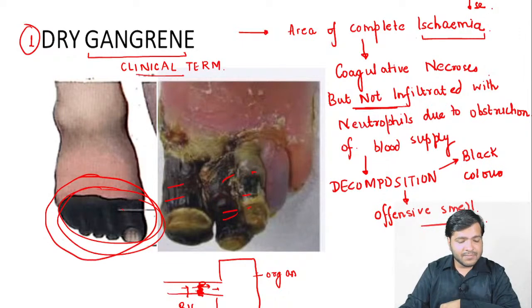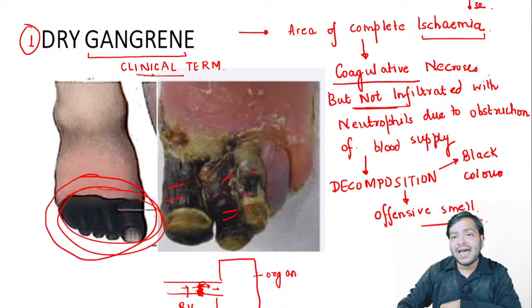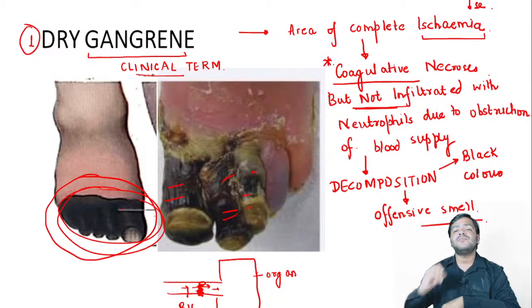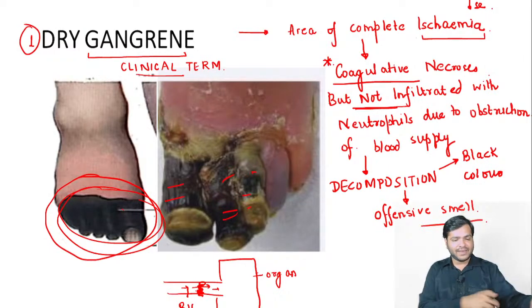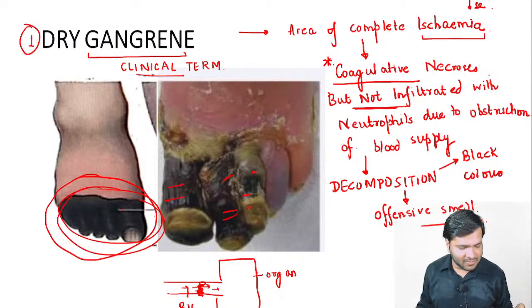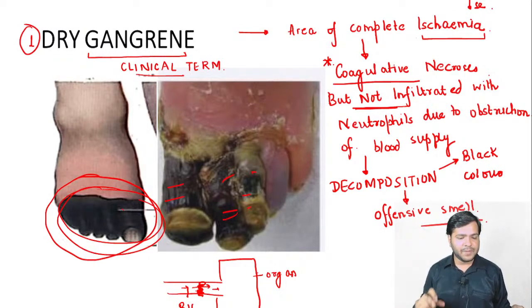Can anyone tell me in the chat box what is the most common cause of coagulative necrosis? I have discussed it in the last class. What is the most common cause of coagulative necrosis? I'm waiting. The answer is already written on my presentation, but I want you people to answer this.